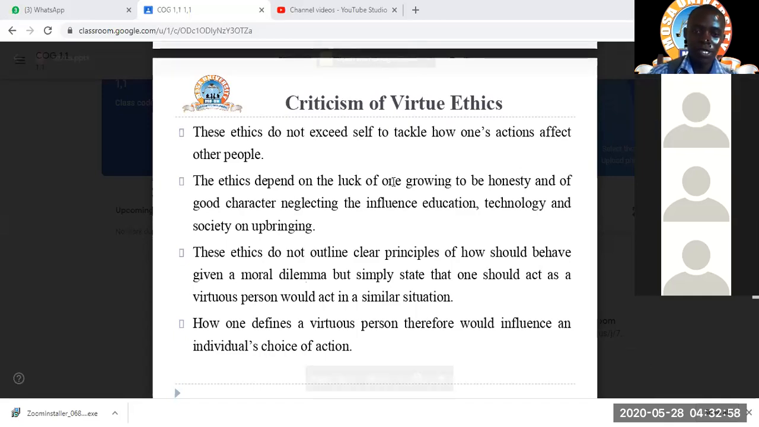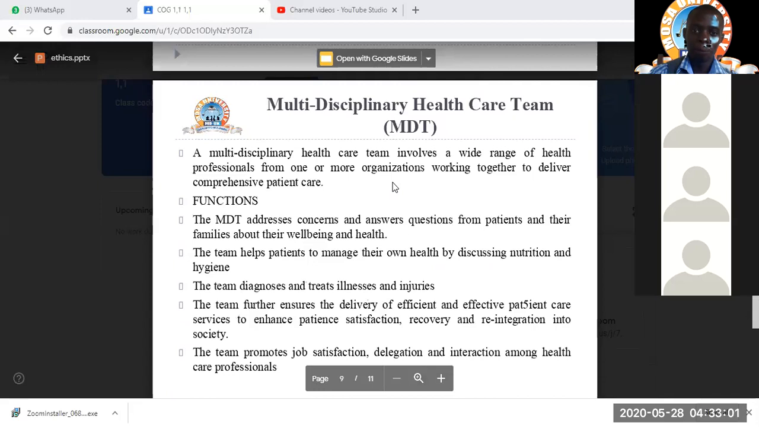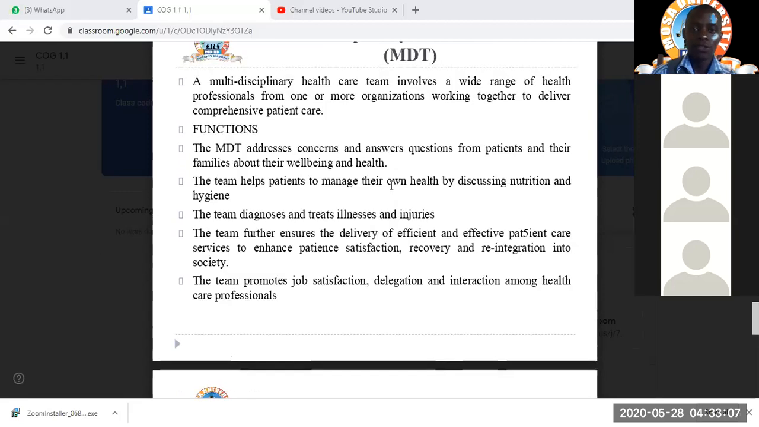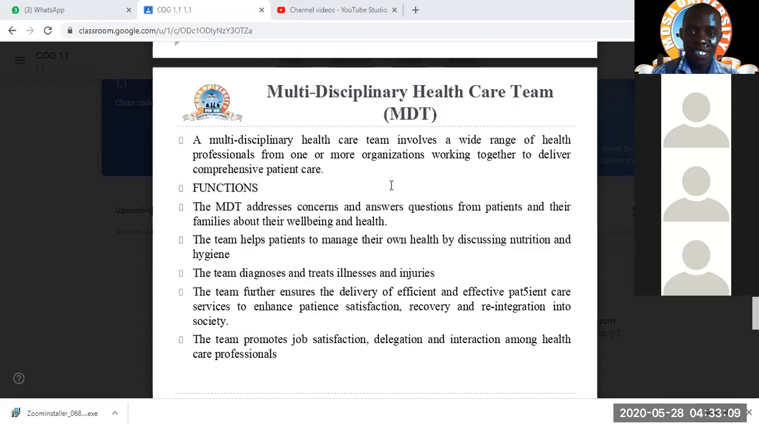Okay, so we proceed. We go to the next topic, which is almost our last topic for the day. Under this one, we're talking about a multidisciplinary healthcare team, an MDT. We're saying a multidisciplinary healthcare team involves a wide range of health professionals from one or more organizations working together to deliver comprehensive patient care.